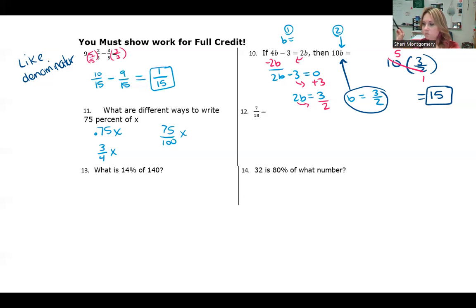Question number 12. 7 out of 18. Let me check how it asks this in the test. I think it's just looking for a decimal. Yeah, it's just looking for the decimal, which means you guys will have a calculator. You could just use your calculator. What do you get? 7 out of 18. Divide. Get a decimal. Really, all it's doing is changing it to a decimal. You're just changing it to a decimal.